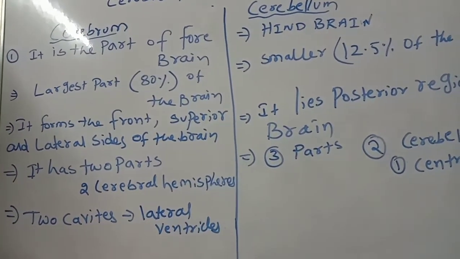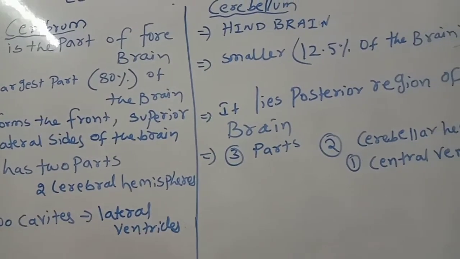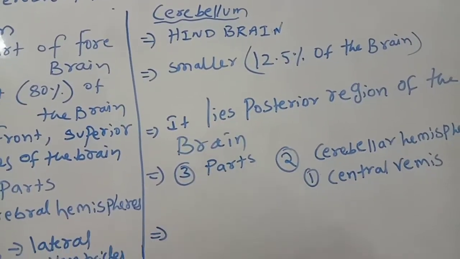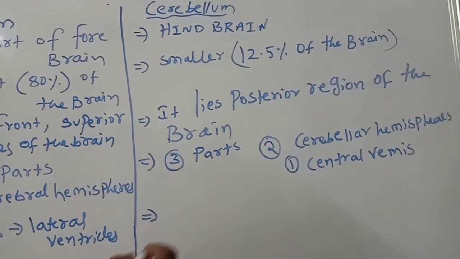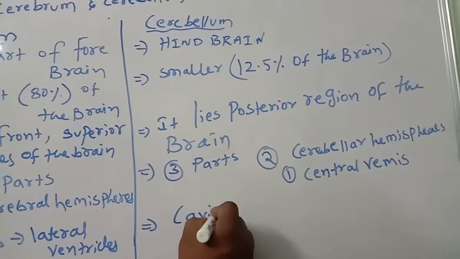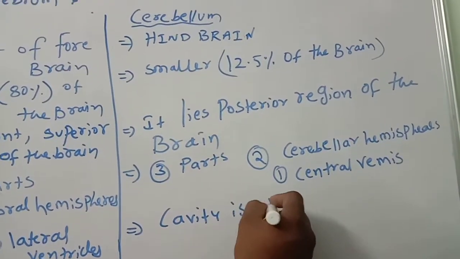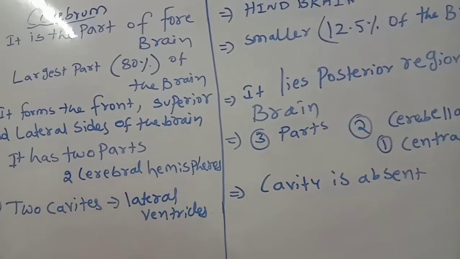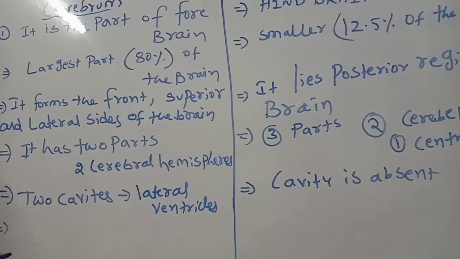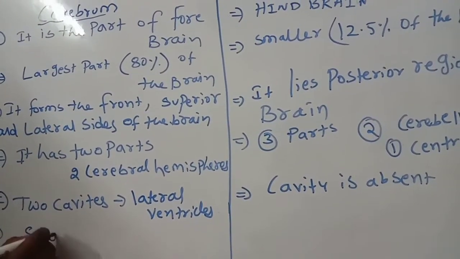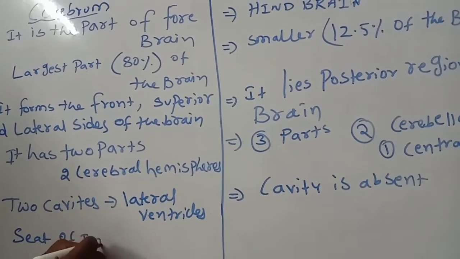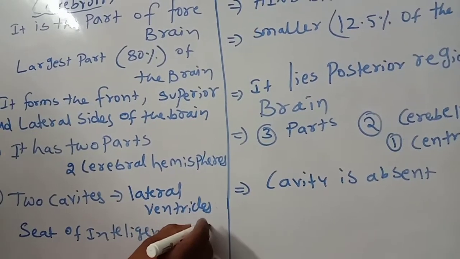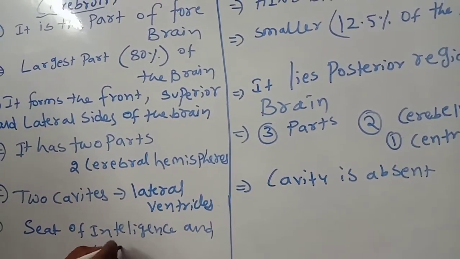What about the cerebellum? Very important: the cavity is nearly absent here. This point you should remember. Next, what about the cerebrum? It is the seat of intelligence and memory.